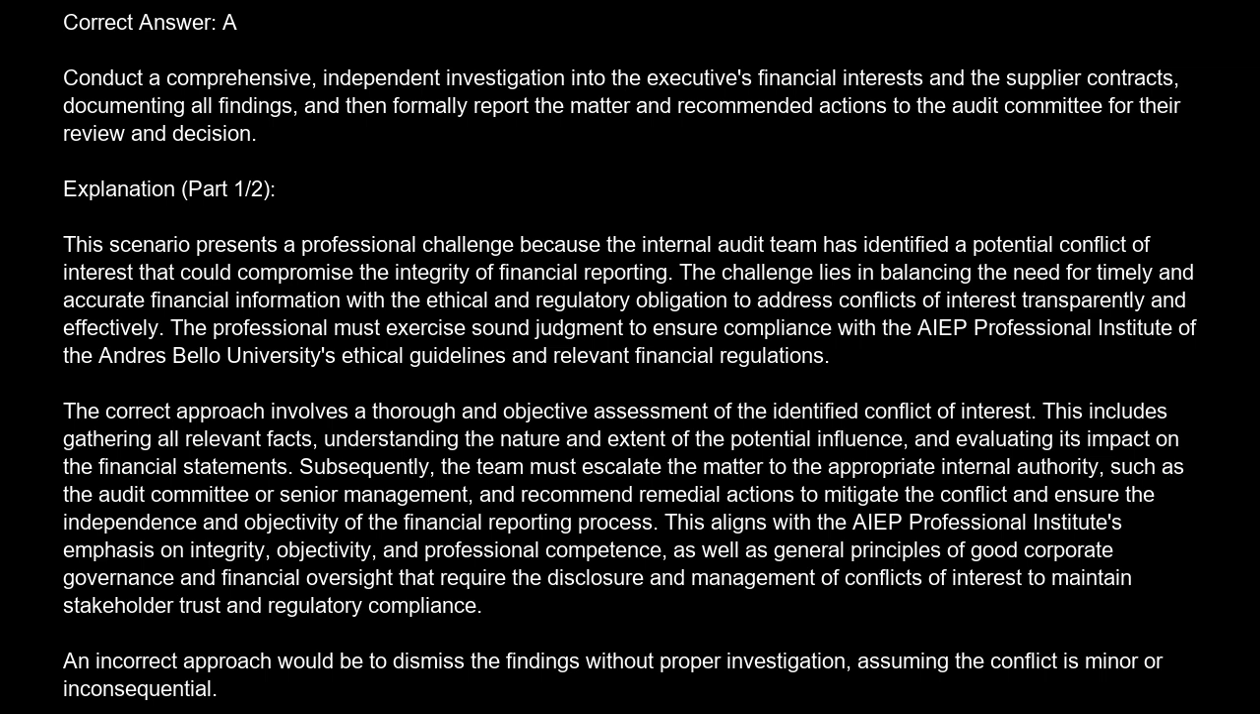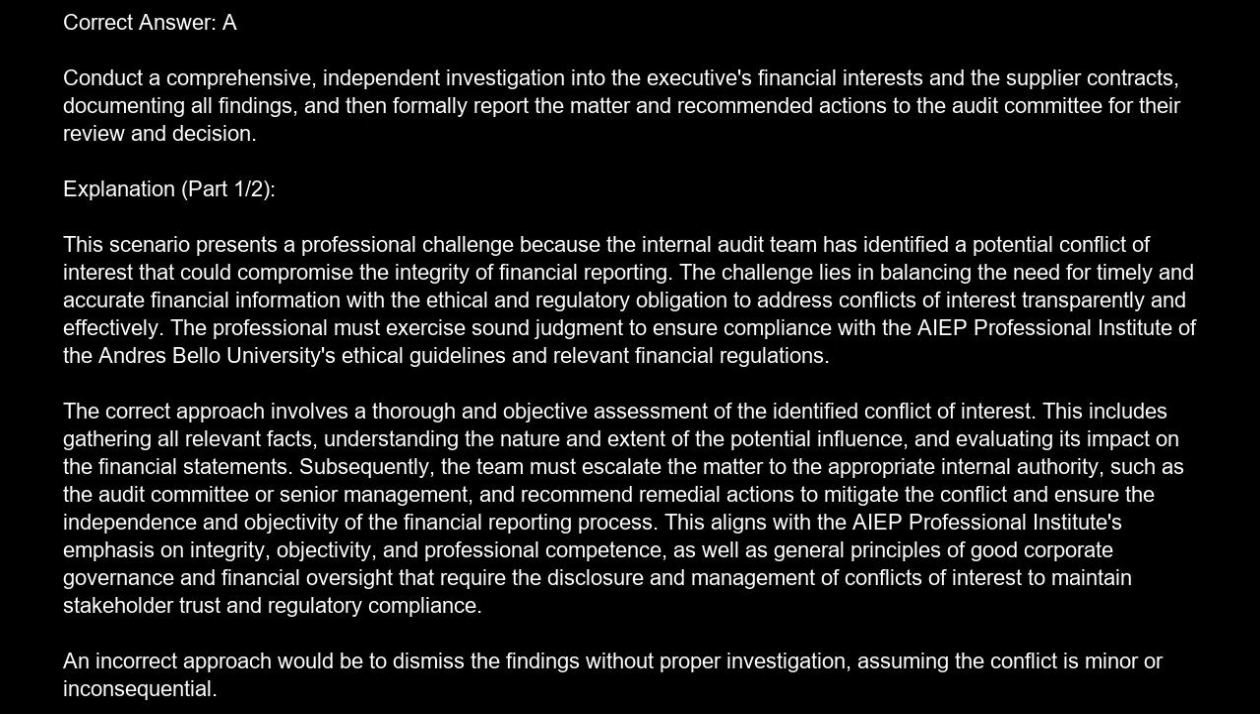This includes gathering all relevant facts, understanding the nature and extent of the potential influence, and evaluating its impact on the financial statements. Subsequently, the team must escalate the matter to the appropriate internal authority, such as the audit committee or senior management, and recommend remedial actions to mitigate the conflict and ensure the independence and objectivity of the financial reporting process. This aligns with the AIEP Professional Institute's emphasis on integrity, objectivity, and professional competence, as well as general principles of good corporate governance and financial oversight that require the disclosure and management of conflicts of interest to maintain stakeholder trust and regulatory compliance.